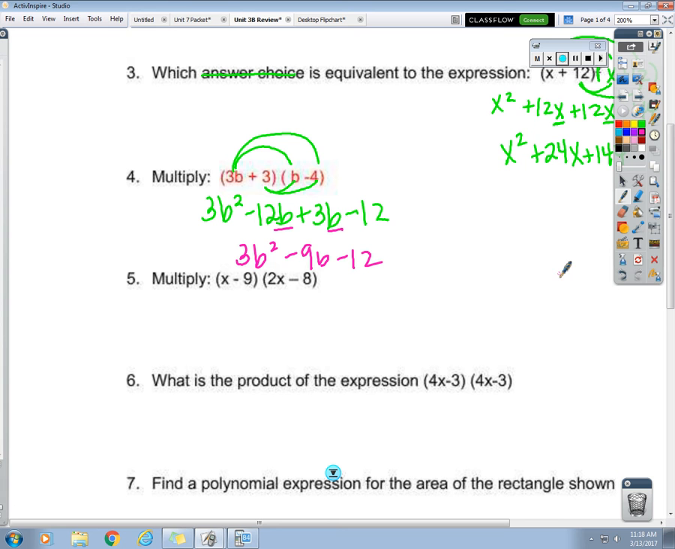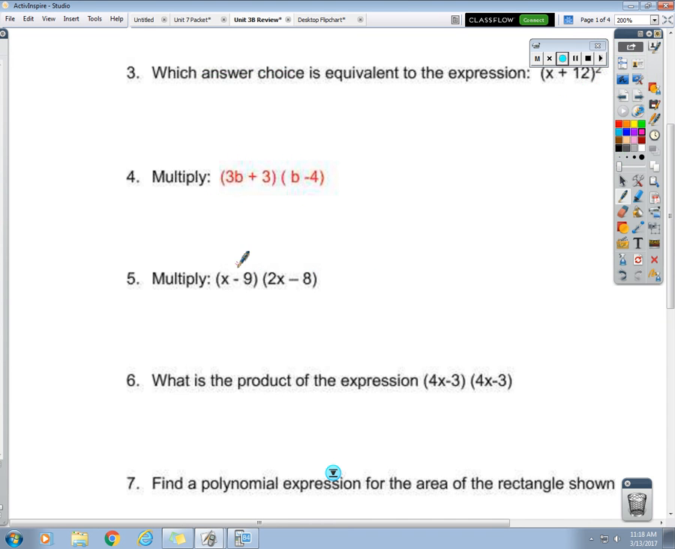Okay, number 5. You're going to do the same thing. You're multiplying a binomial times a binomial. X times 2x is 2x squared. X times negative 8 is negative 8x. Negative 9 times 2x is negative 18x. And negative 9 times negative 8 is positive 72. When you combine like terms, the middle terms will combine because they're both x. And that becomes negative 26x plus 72.